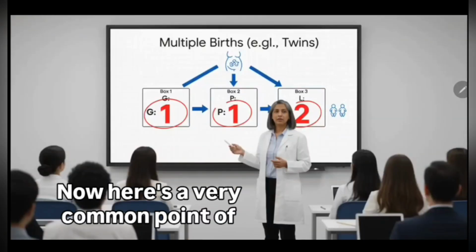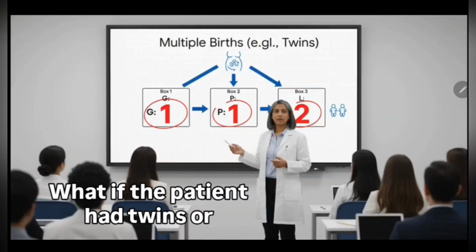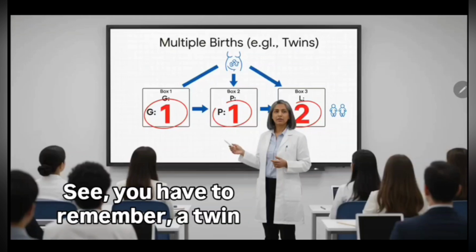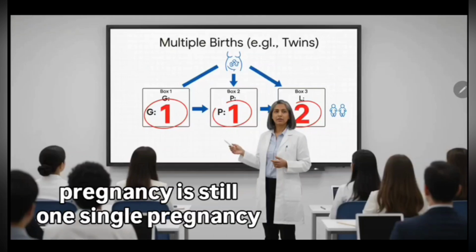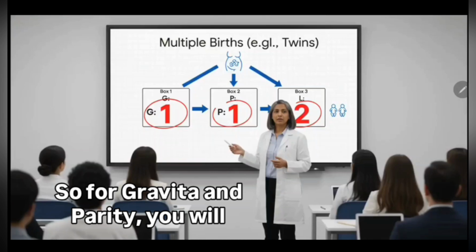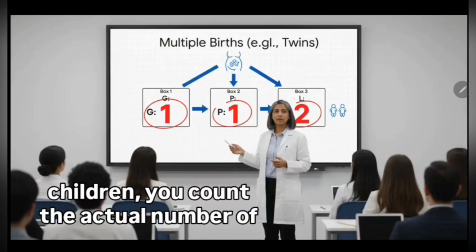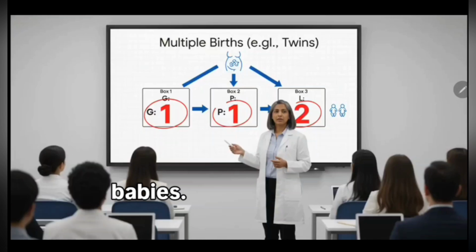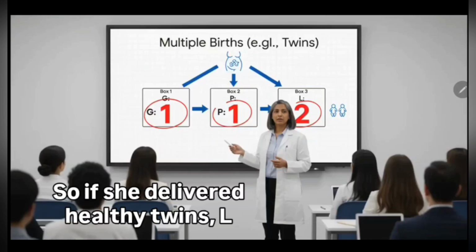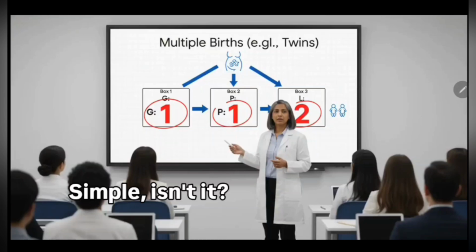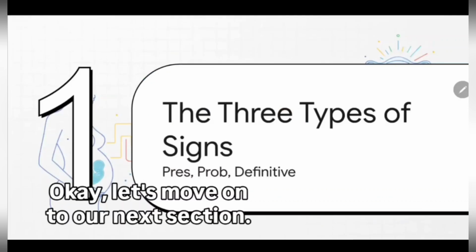Now here's a very common point of confusion. What if the patient had twins or triplets? See, you have to remember, a twin pregnancy is still one single pregnancy event. So for gravida and parity, you will count it as 1. But for L, the number of living children, you count the actual number of babies. So if she delivered healthy twins, L would be 2. Simple, isn't it? Okay, let's move on to our next section.